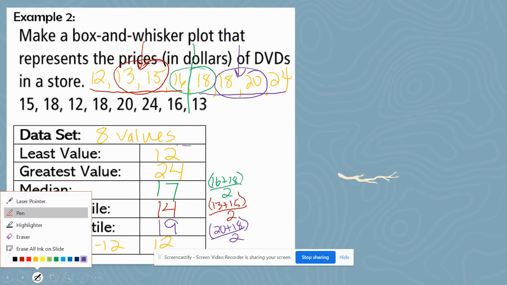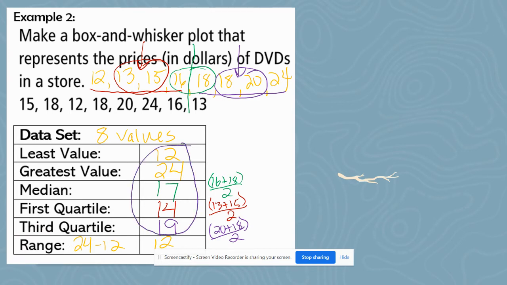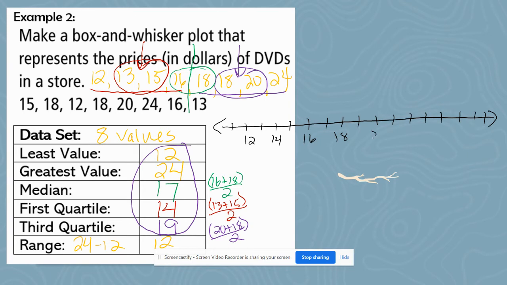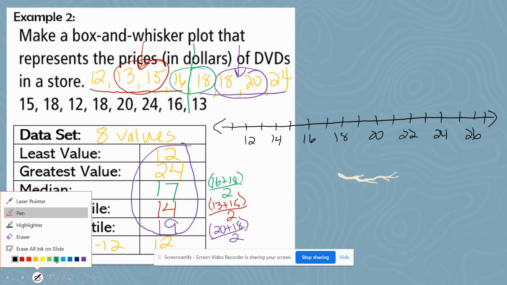And so we have our 5 number summary right here. That's going to allow us to make our graph. Make your number line. So let's see, I'll start at 12. And again, I'm going by ones, but I'm just writing every other one to save space here.